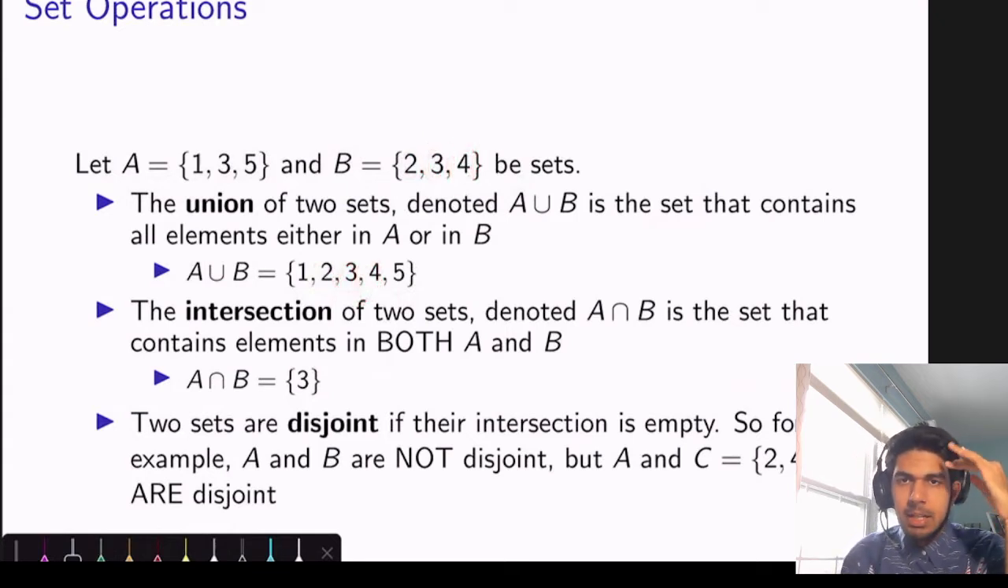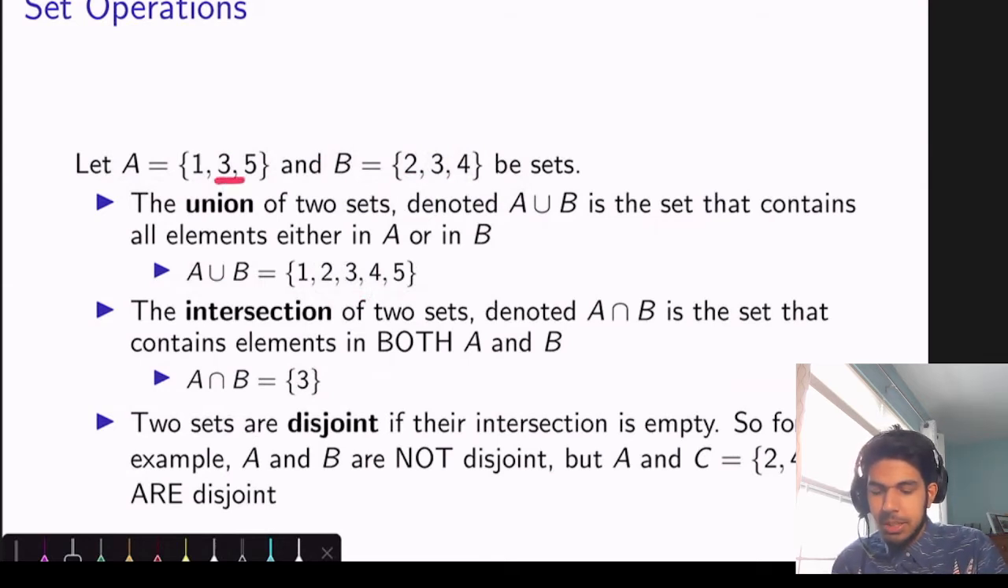Wonderful. Now, a subtle thing to notice is that the number 3 appeared in both sets A and B, right? And that's fine because they're different sets. But notice how it only appears once in A union B. The reason for that is A union B is a set, so it has to have distinct elements. So we only need one copy of the 3.